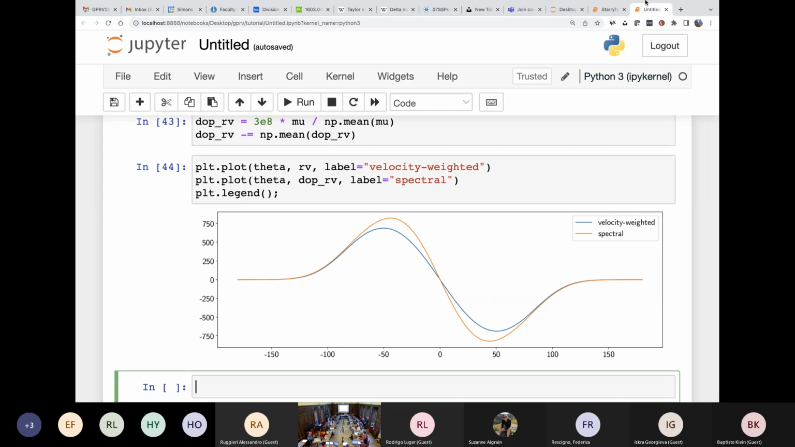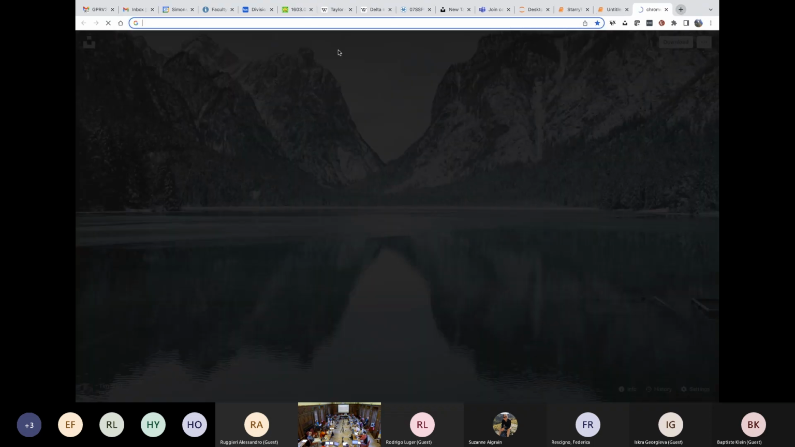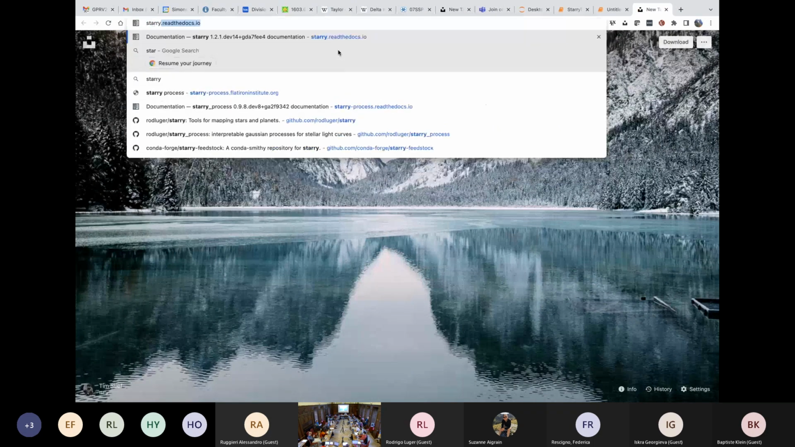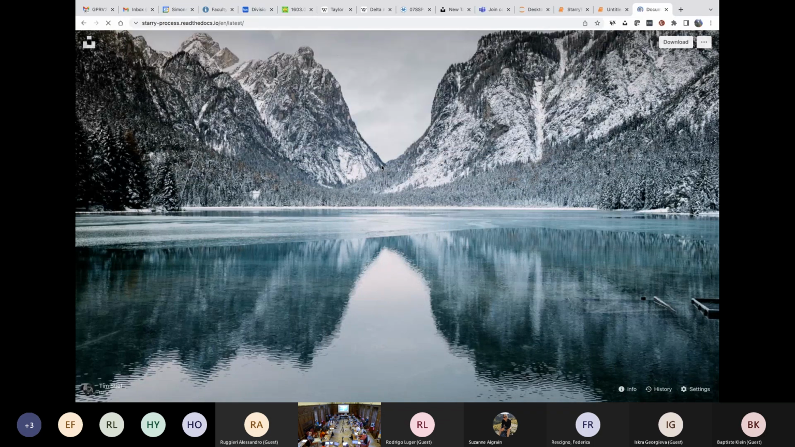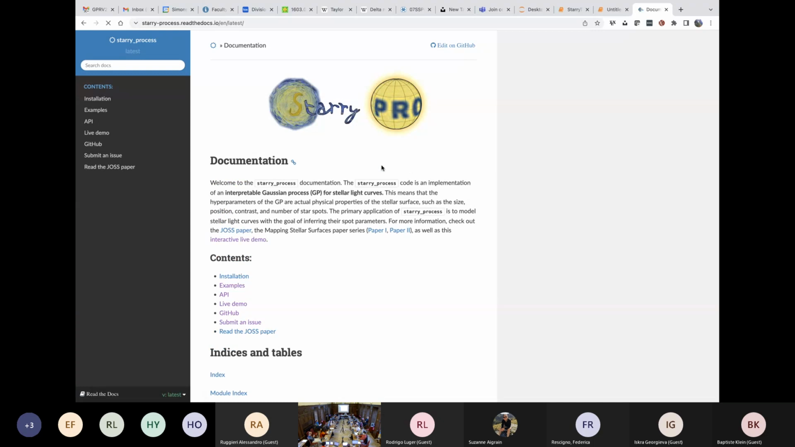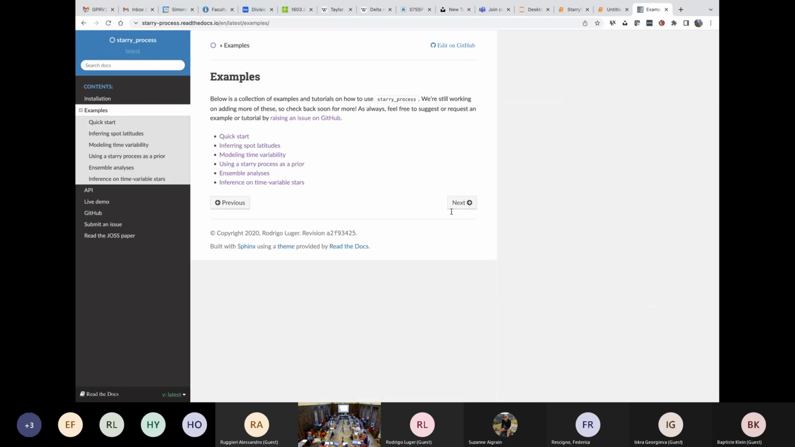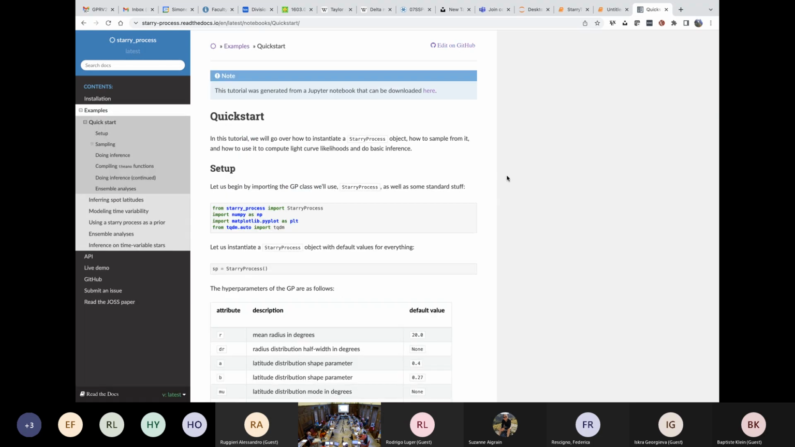So I think I have like 3 minutes. So both starry and starryprocess are on Read the Docs. If we go to starryprocess.readthedocs.io, the second tutorial is just going to go through one of these examples. So I encourage you to have a look at this week.